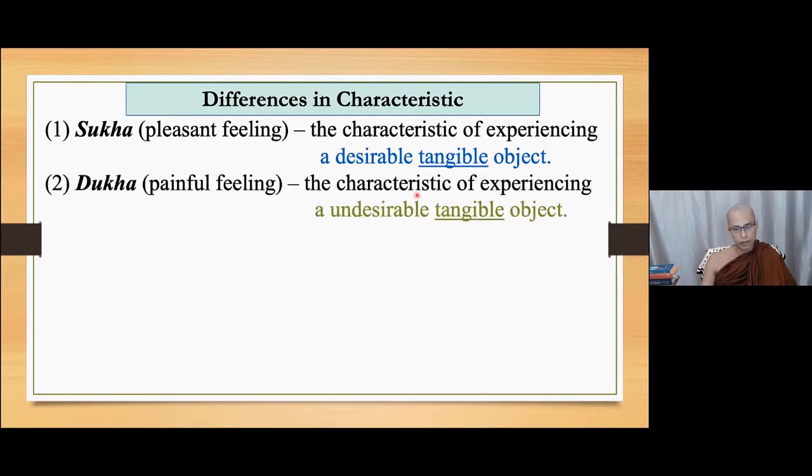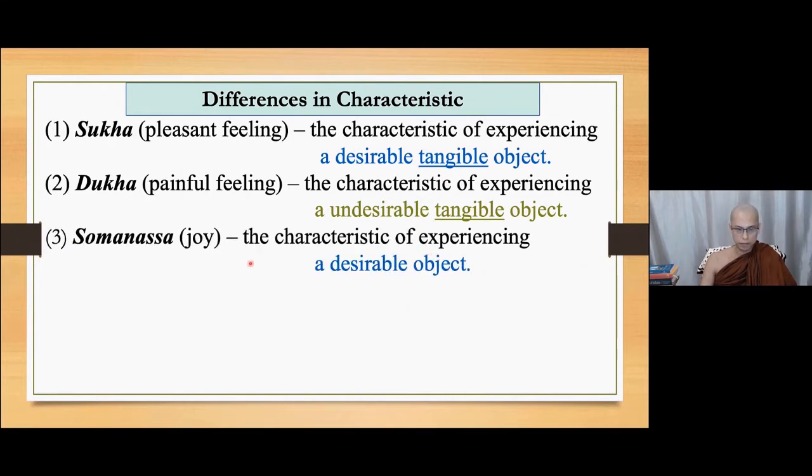Then dukkha, the painful feeling, has the characteristic of experiencing undesirable tangible objects. This is also a tangible object, but here it is undesirable, not desirable. As you know, sukha is the result of wholesome karma. That is why it is kusala vipaka, one of the wholesome resultants, so it must be desirable. And dukkha, produced by unwholesome karma, as a result of unwholesome karma, is an undesirable object. Both are tangible objects because they can be aware through the bodily sense.